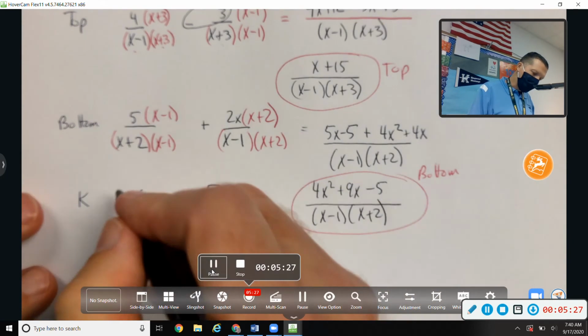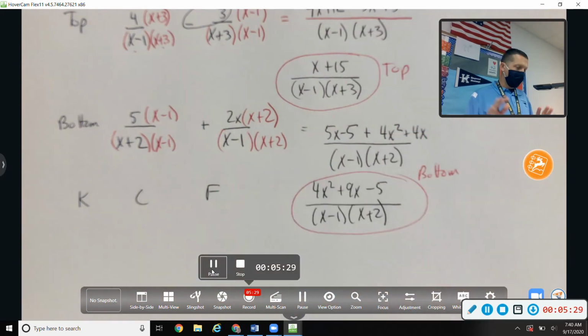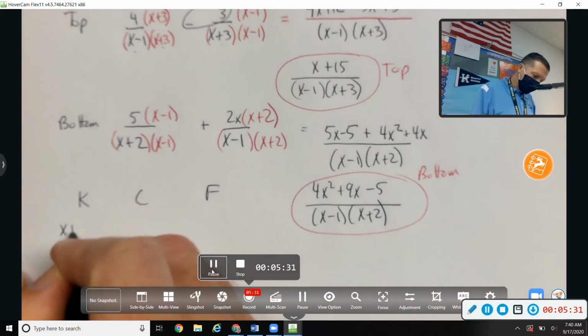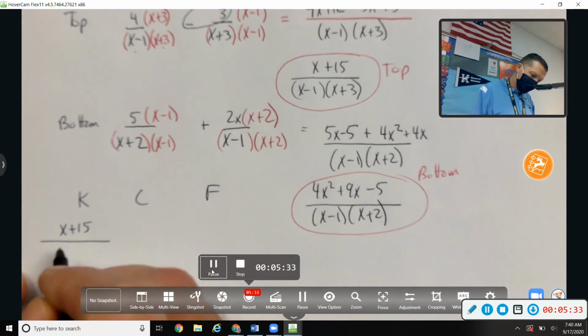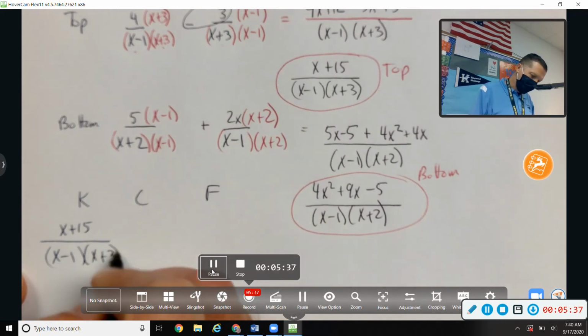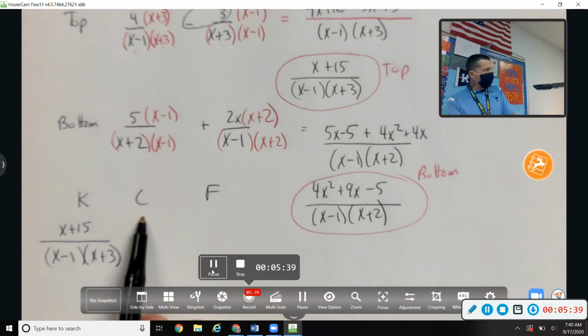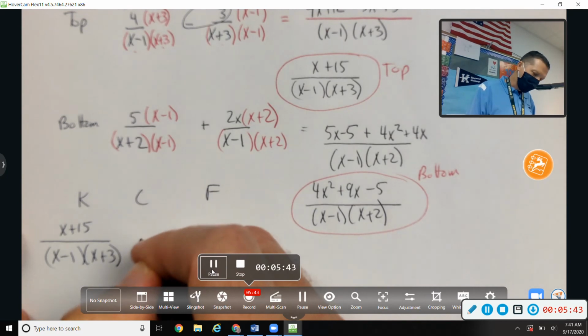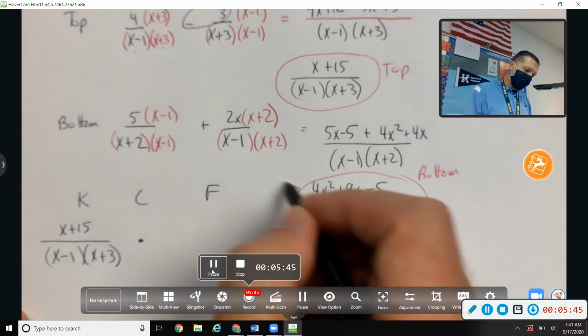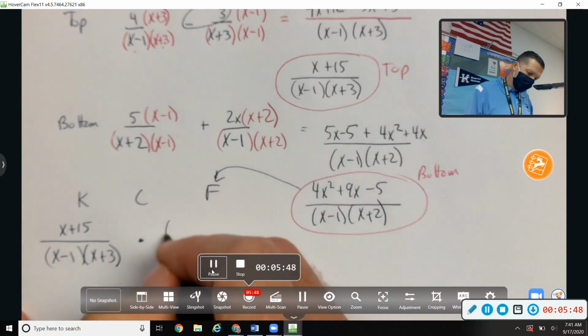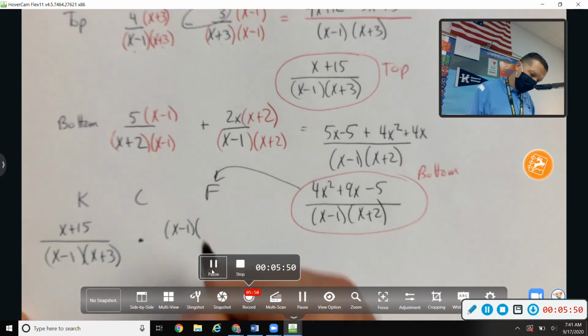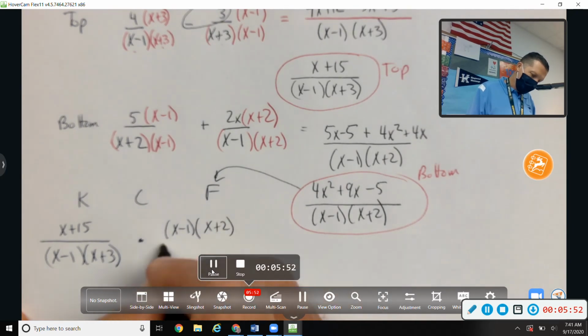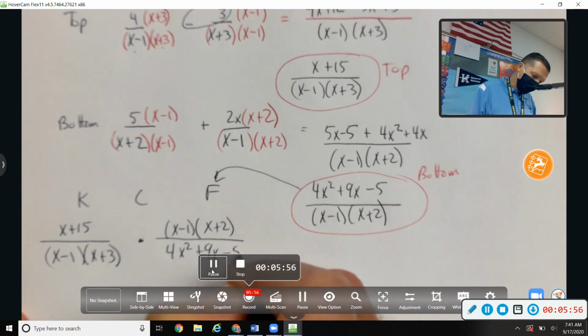So keep it meaning keep the top the same. Don't do anything to that guy. So x plus 15 over (x minus 1)(x plus 3). Change it meaning we were dividing, now we're going to multiply. So change it to multiplication. And flip it meaning flip the denominator. So (x minus 1)(x plus 2) all over 4x squared plus 9x minus 5.